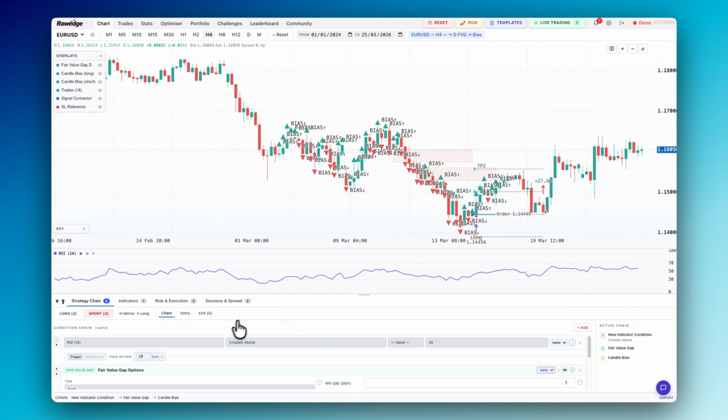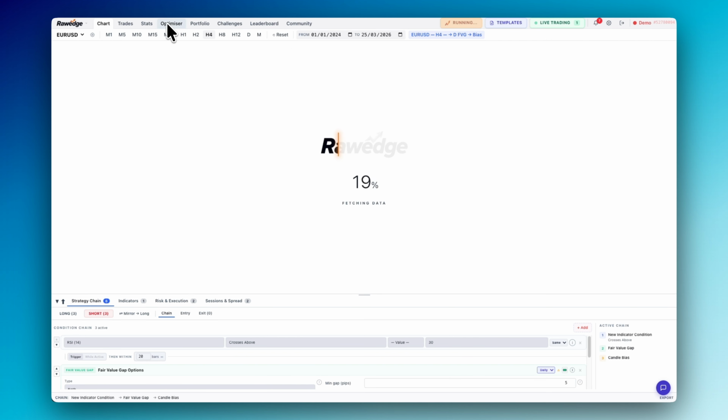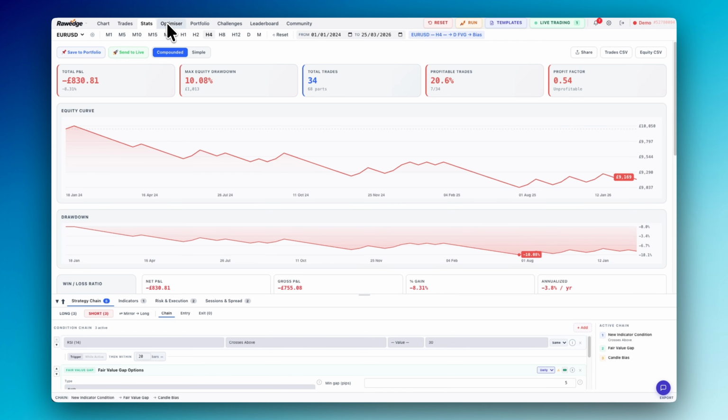To add short trades, we go back to strategy chain and click mirror to short, which will replicate the strategy in the opposite direction. No need to duplicate everything manually. We can then run the strategy again.